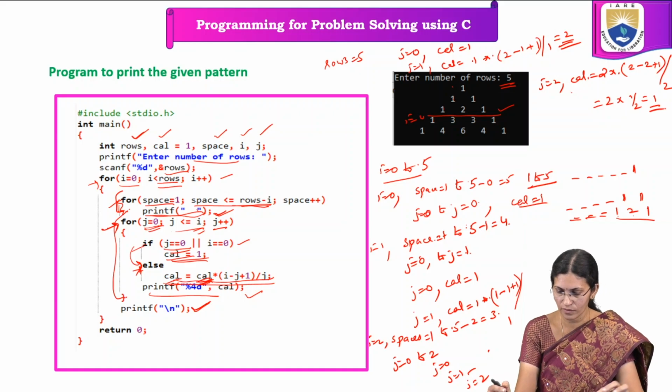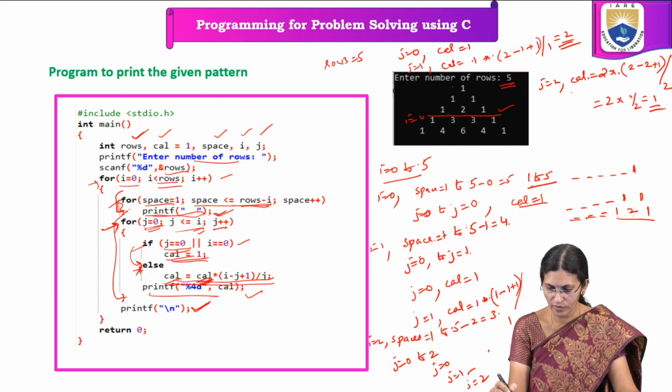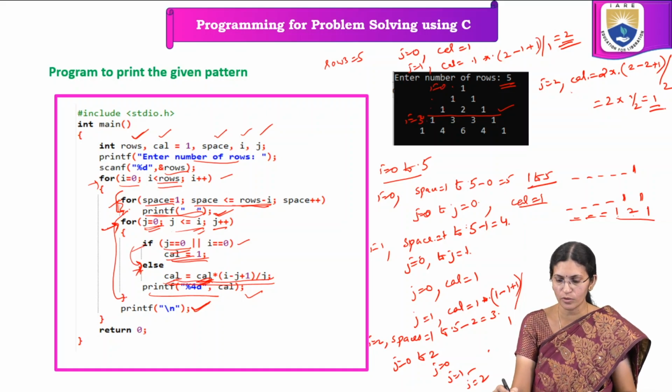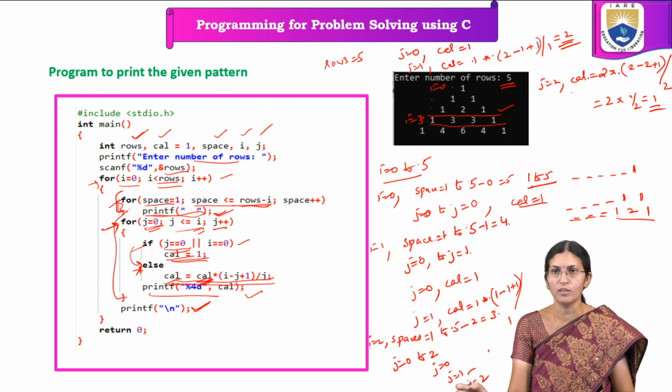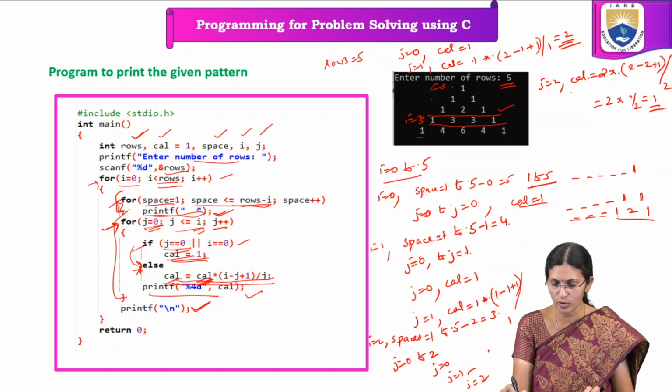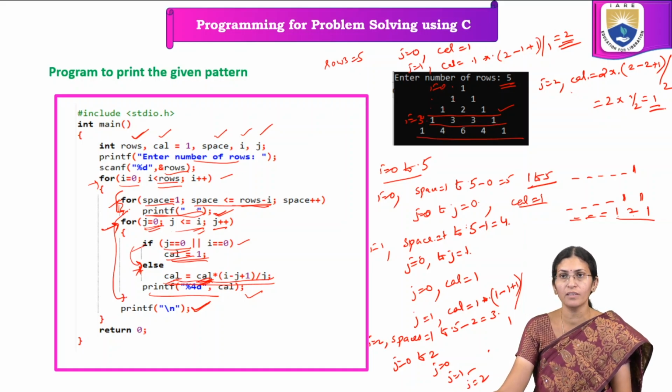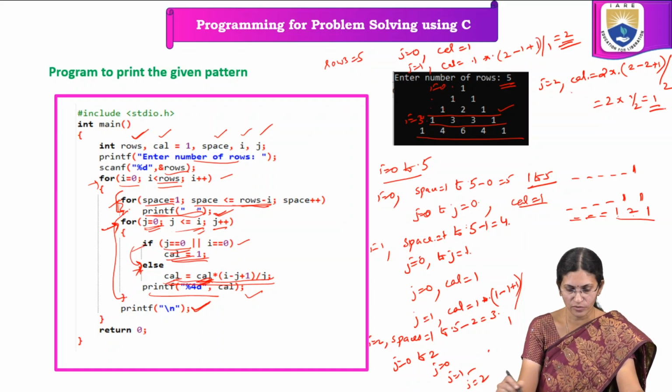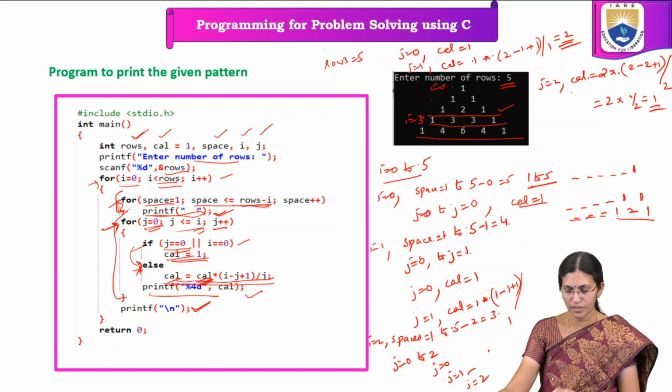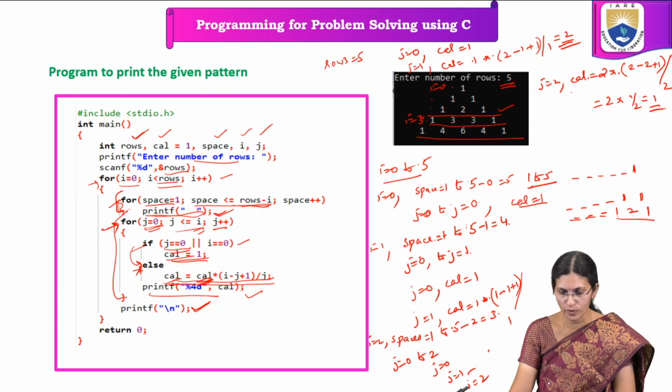When I is equal to 0, 1, 2, 3, this is for I is equal to 0. This is for I is equal to 1, 2 and 3. So for I is equal to 3, these values will be printed, and for I is equal to 4, these are the values which are going to be printed. So in this way, we can print the given pattern with the help of this program.